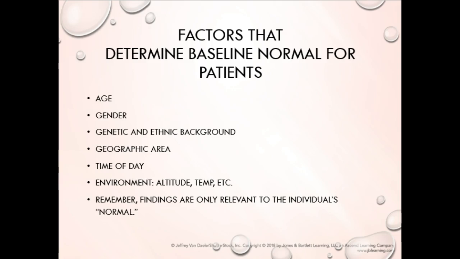Okay, geographic area might not be something you think about, but that can determine a different baseline of normal for our patients. Altitude, this is an easy one to give you an example. The higher the altitude, the less oxygen we have. The less oxygen we have, the more red blood cells we're going to make. So their blood's going to be slightly thicker, not a lot, but we'll do that when we go into the study of blood.